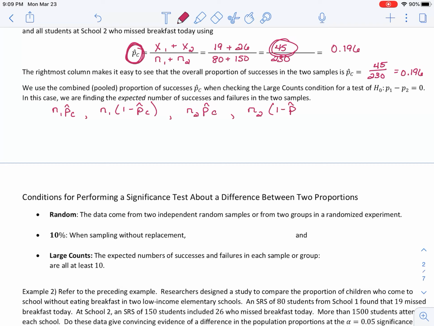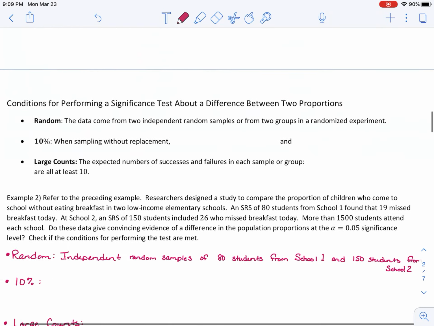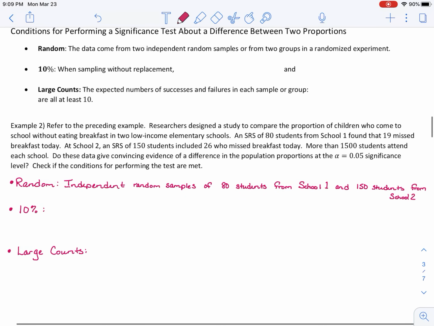So the value that you're using for this p location, this proportion, is going to be different this time, but you still always make sure that it's at least 10. That part's the same. So your conditions: the data comes from 2 independent random samples. We talked about that last chapter. It could also just be 2 groups in a randomized experiment. That comes up a lot for proportion tests like this.